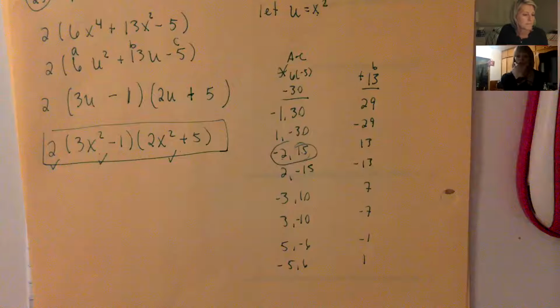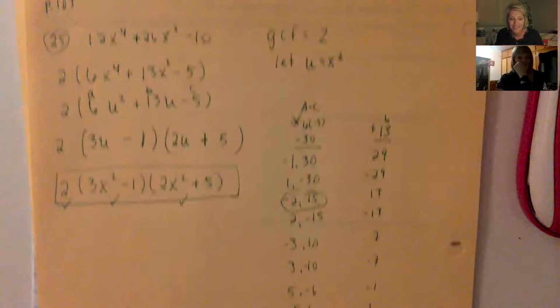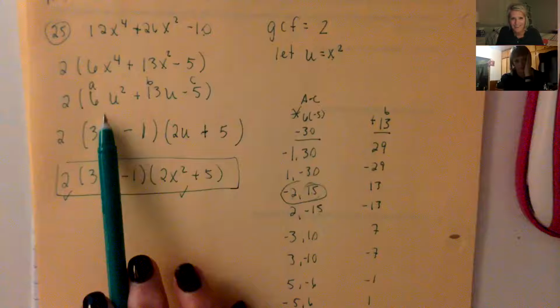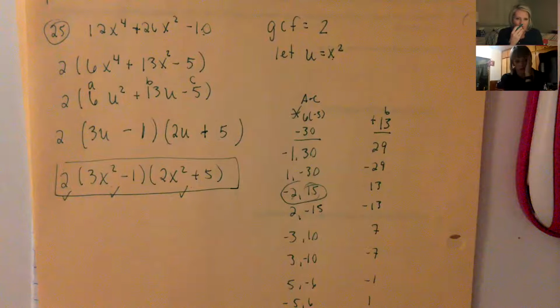Yeah, because you totally lost me on that one. Totally lost. Yeah, there is a lot going on in that one. I was okay until we figured out the -2 and 15, and then she did the 3u minus 1. That's when I started getting lost.